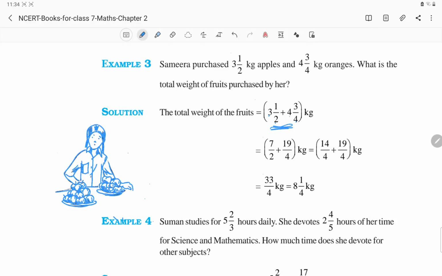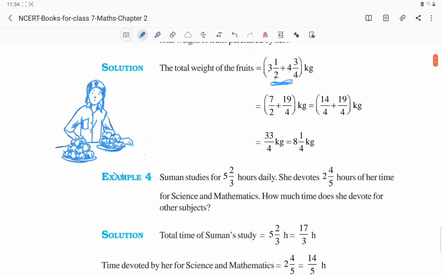There are 3 lots of 2, so 6 plus 1, 7/2, and then 4 times 4 is 16, plus 3 is 19. So 7/2 plus 19/4 kilograms equals, you've got to convert them again. You can just times them together and do 6 as the denominator, but we need to find the lowest common multiple, okay? And that's why it's 4 for this one, not 6. So for 4, you have to times 2 by 2. So 7/2 is 14/4, and this one's already done for you, which is a good thing.